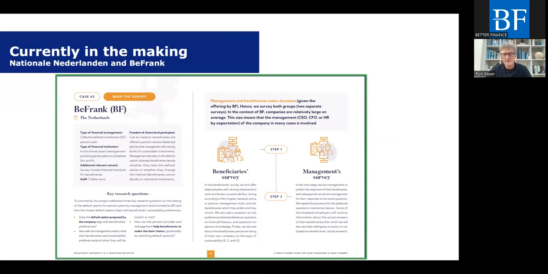And in the case of Be Frank, these defaults can vary between, let's say, a regular fund, a fund with a tilt towards sustainability, or a real sustainable default. You see that most of the defaults are in either the regular one or the light sustainability one. But we ask ourselves the question, does company management know what their employees want, or their beneficiaries in this case as well? So we're going to do a project in which the company management has to predict what their beneficiaries want. After that, we tell them what their beneficiaries want. And then after that, we ask them, do you want to change the defaults, yes or no?